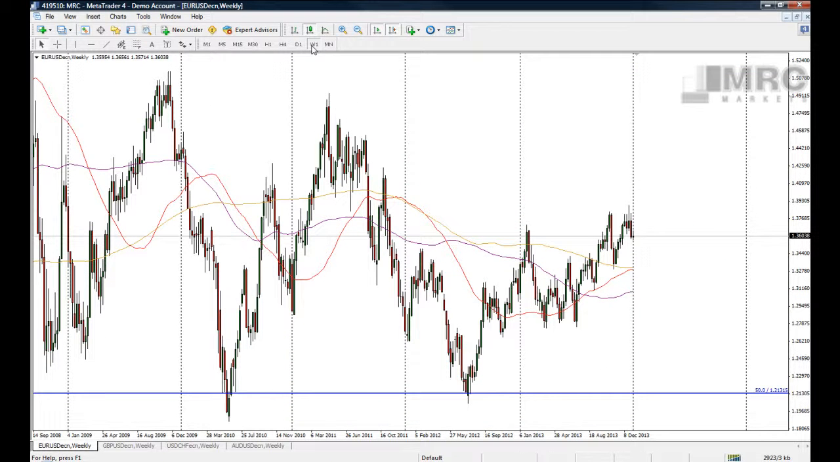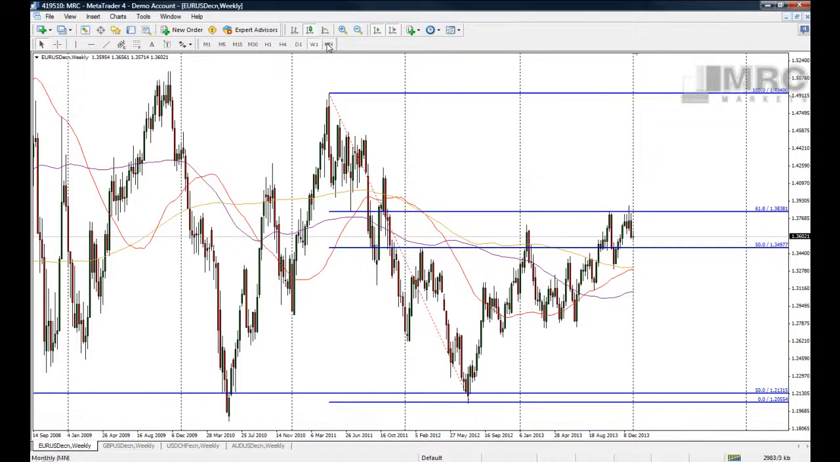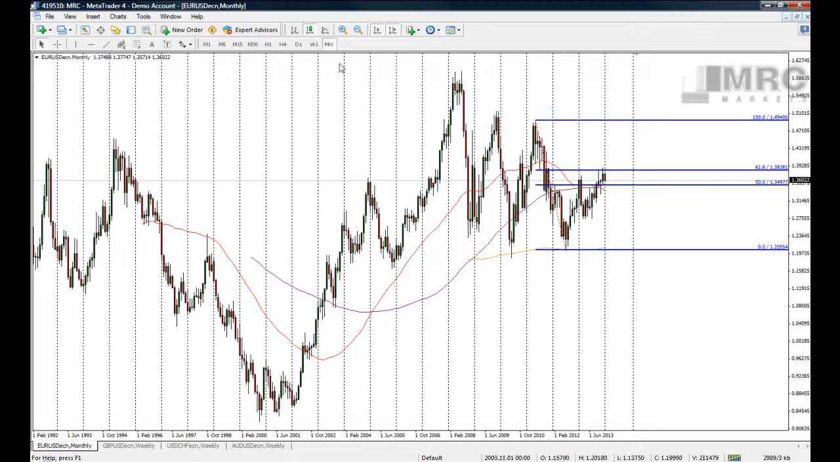Right, let's look at the weekly. So in terms of the weekly chart, what have we been talking about really? This fib here is the main one. So I'm just going to get rid of the monthly one now, just to clear up the charts a bit.